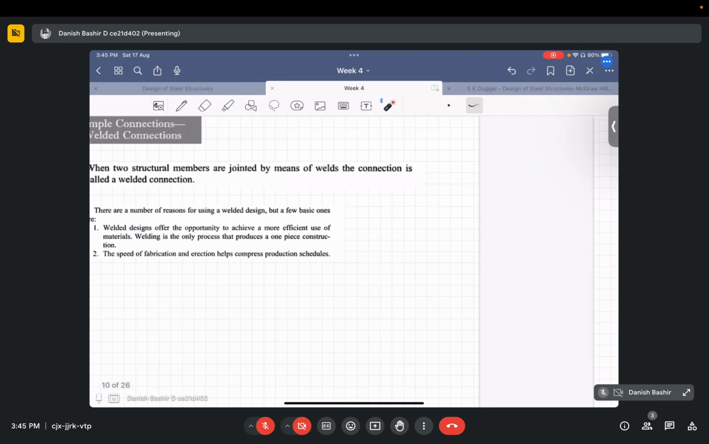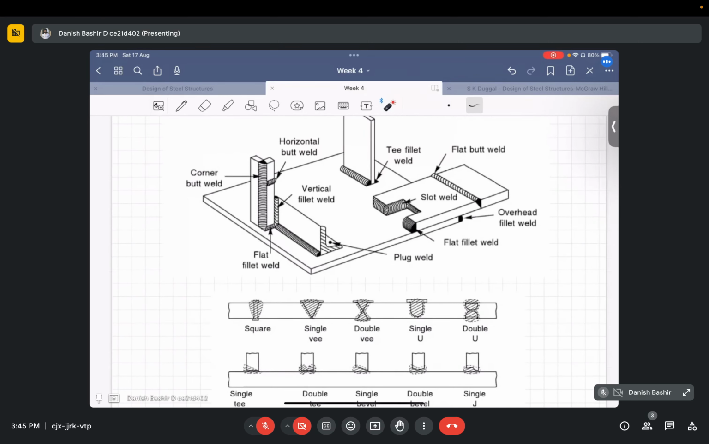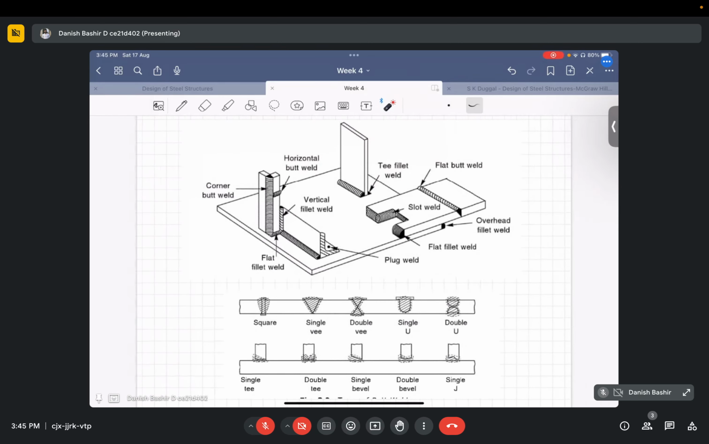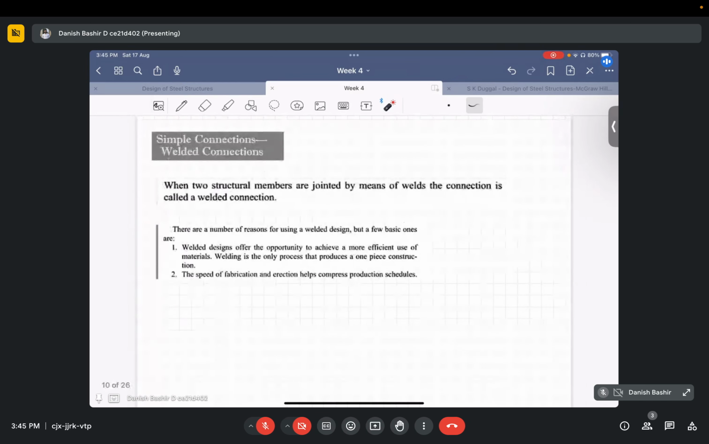So, what are the different types of welds is in the figure I have shown. We have two basic types of welds. Let me write here, types of welds.